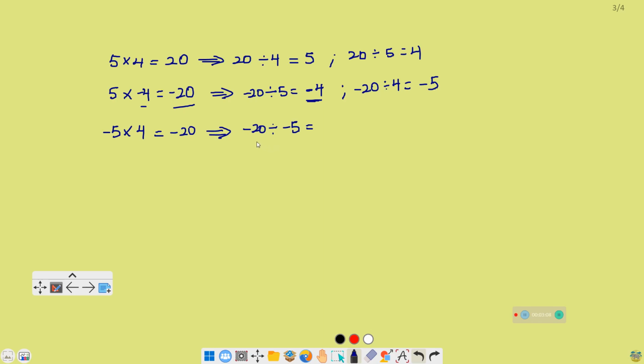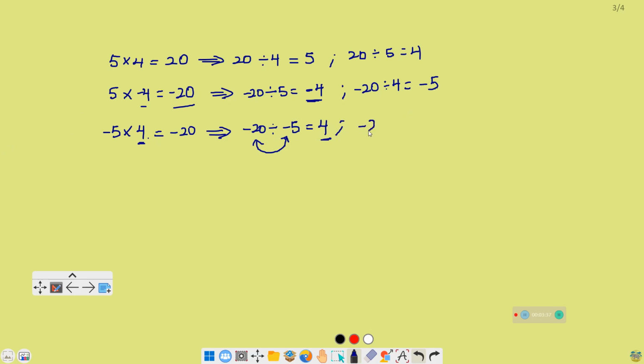what will you get? Here it's a different scenario now. When you divide negative 20 by negative 5, what should you get? A positive 4. So it's the same as multiplication again. In multiplication, when you multiply two negative integers, you always get a positive product, right? In the same way, when you divide two negative integers, you will get a positive quotient.